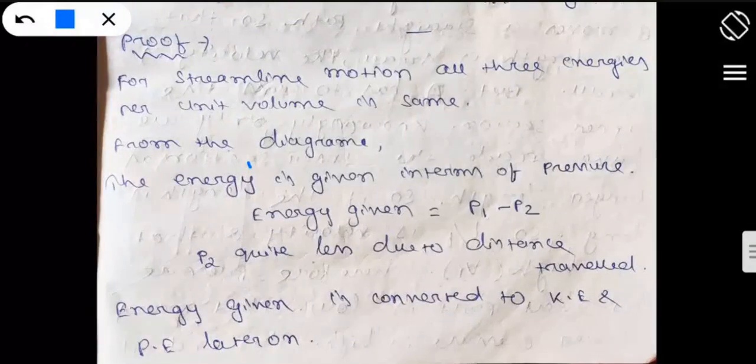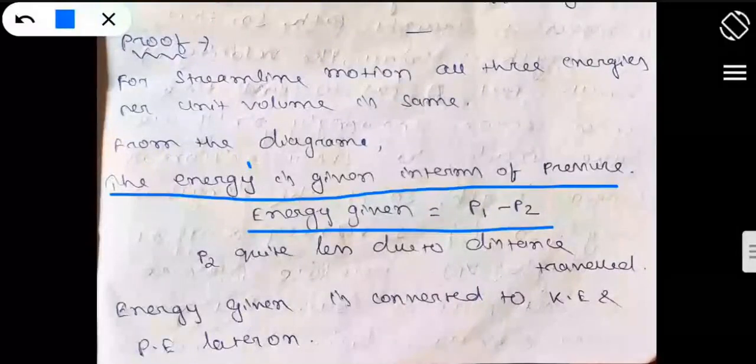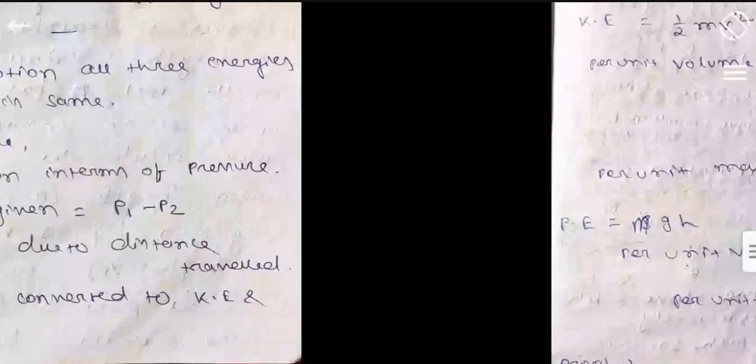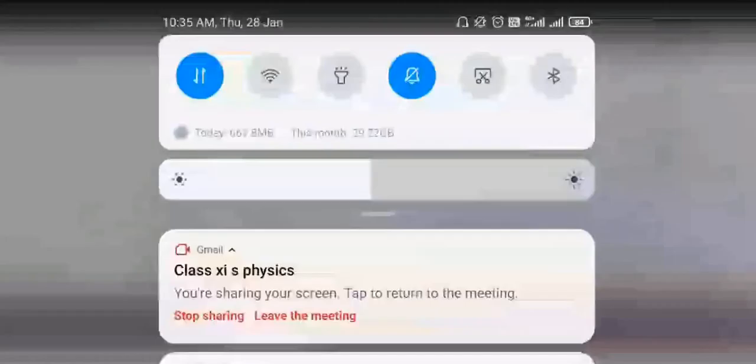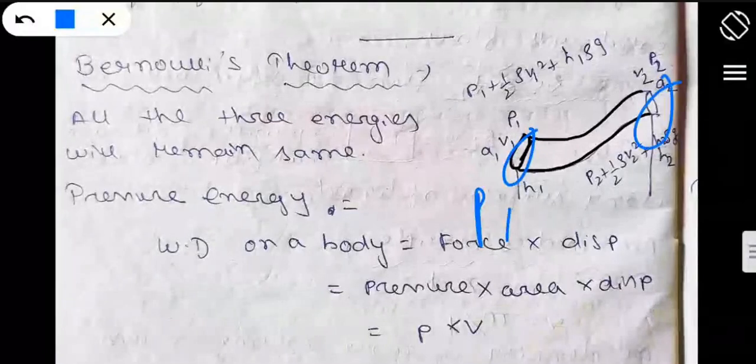That's a different story that we have achieved in the last class. So from the diagram, the energy is given in terms of pressure. What is the given energy? You are giving energy, that is the pressure difference. What is the pressure difference? At this point the pressure is high, at the starting terminal. This is P1, and this is P2.